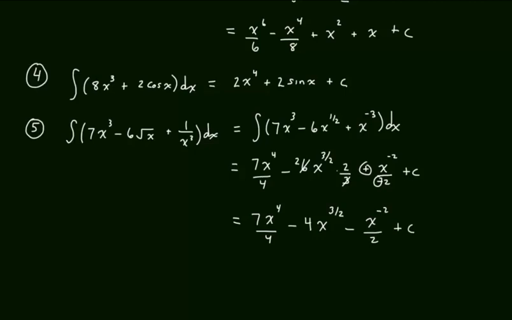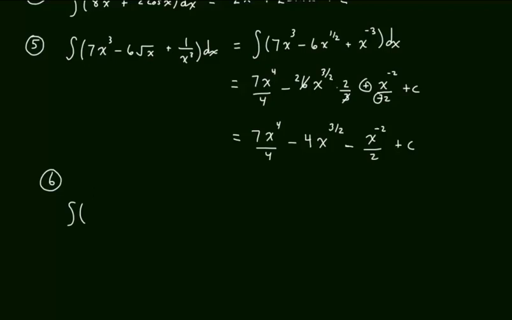You are certainly permitted to write this term as minus 1 over 2x squared. I don't mind if you leave the negative exponent, so you can write it that way, or you can write it this way. Number 6. Okay, here we go.